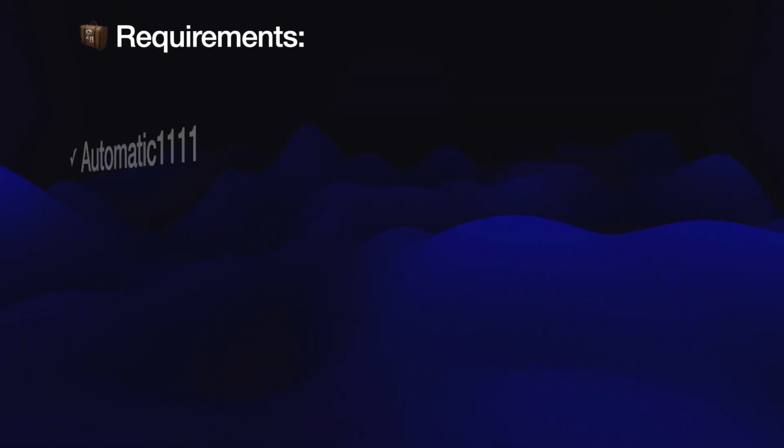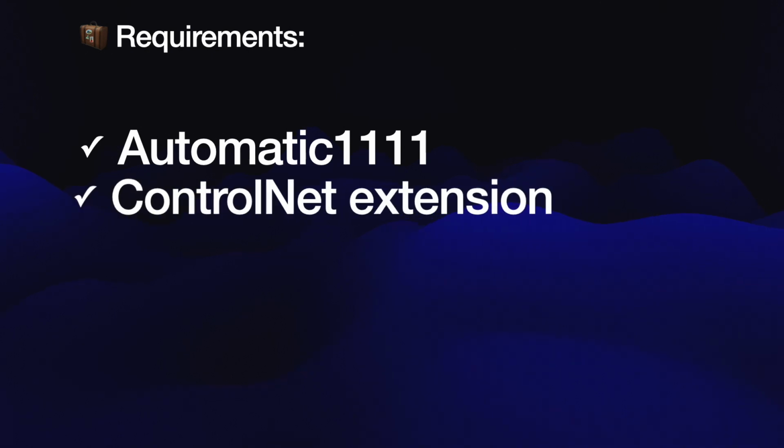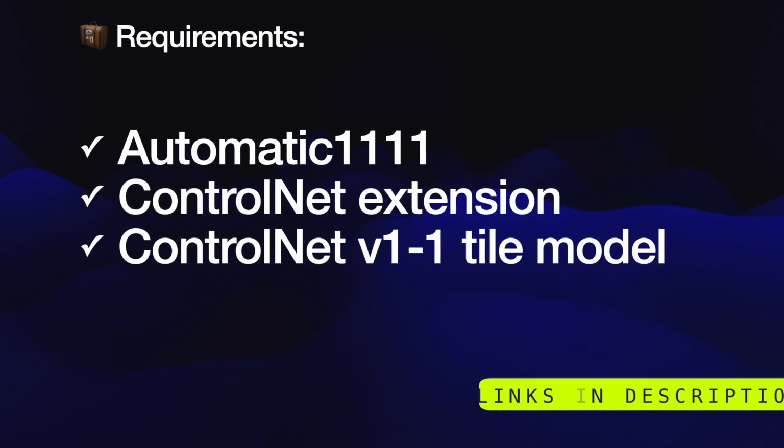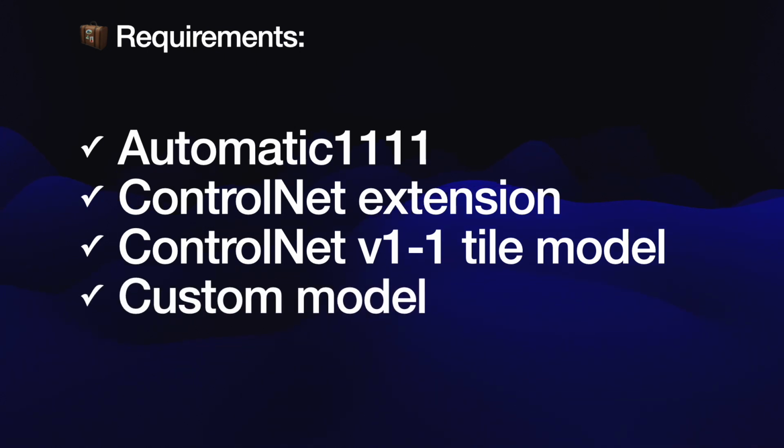Requirements. You're going to need Automatic 1111. You're going to need the ControlNet extension for Automatic 1111. And you're going to need the ControlNet V11 tile model. It's also recommended that you're running a custom model for the diffusion.